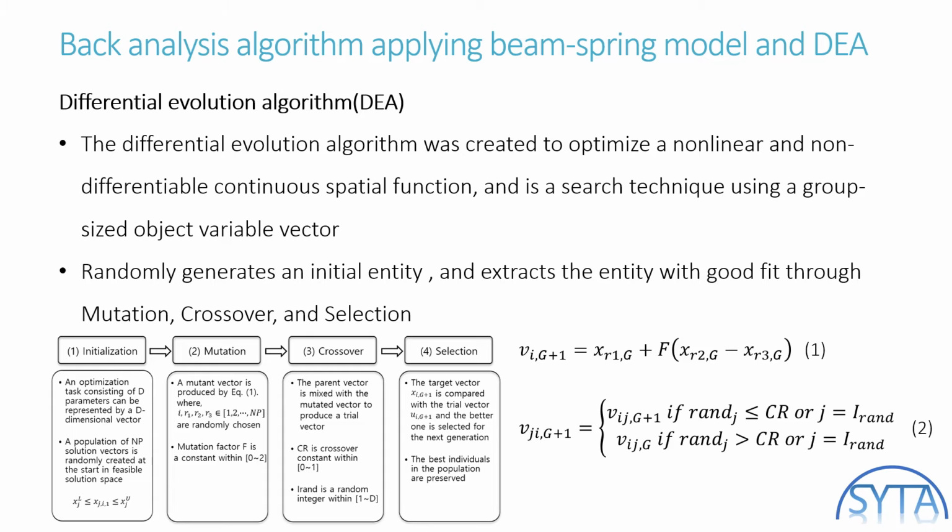In the crossover stage, the parent vector is crossed with the mutation vector to generate a trial vector as shown in equation 2. Rand means the randomly selected change vector, and irand is a random integer within 1, 2.